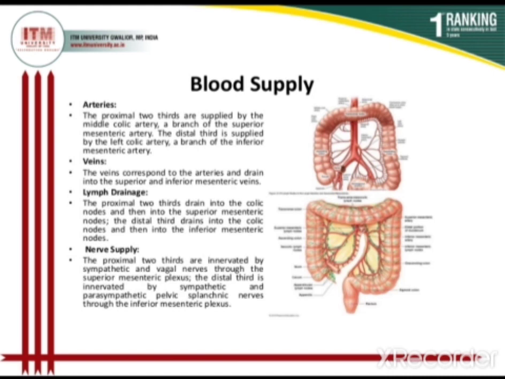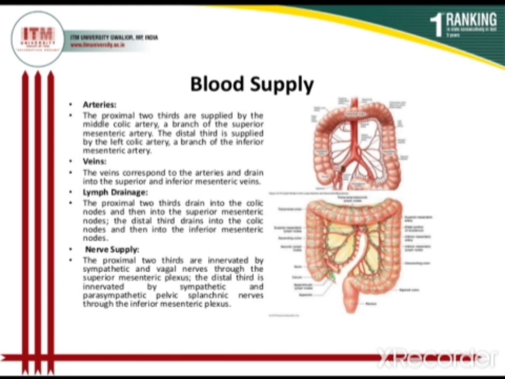Now the blood supply. The blood supply of the transverse colon: the proximal two-thirds are supplied by the middle colic artery, a branch of the superior mesenteric artery, and the distal third is supplied by the left colic artery, a branch of the inferior mesenteric artery. Veins: the veins correspond to the arteries and drain into the superior and inferior mesenteric veins.